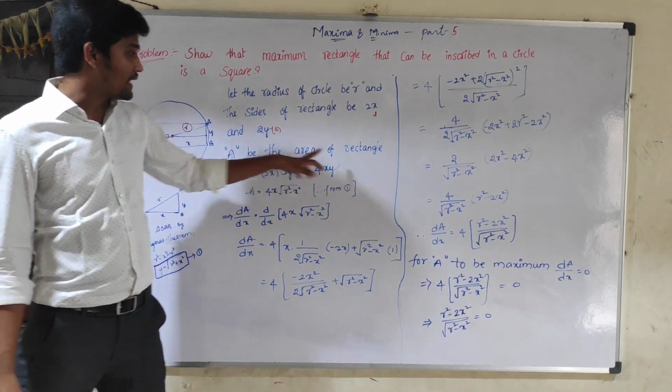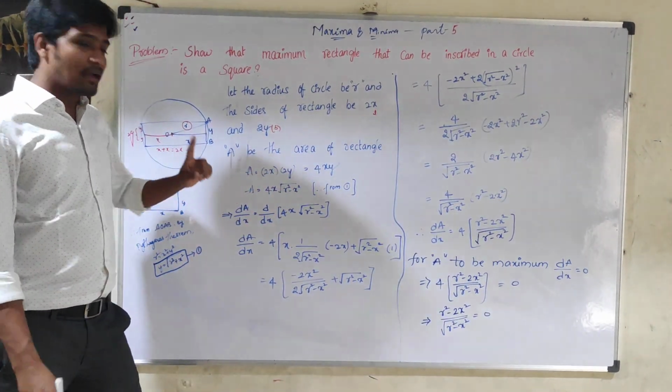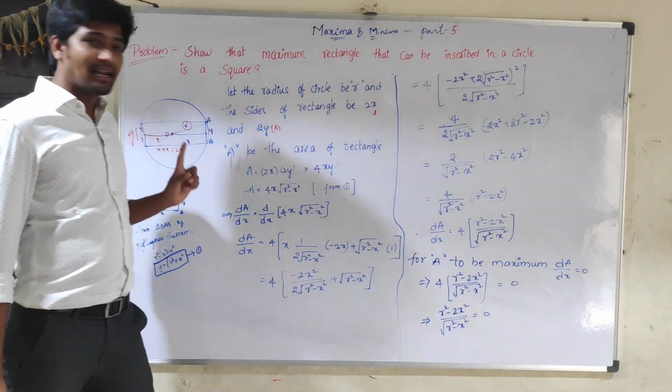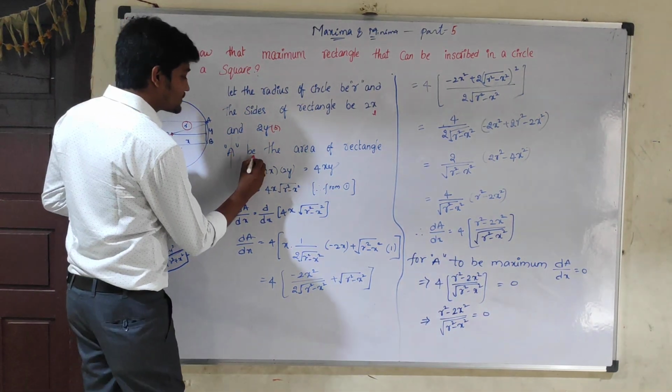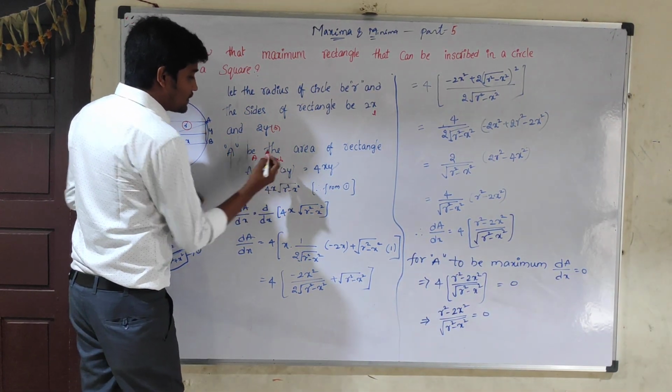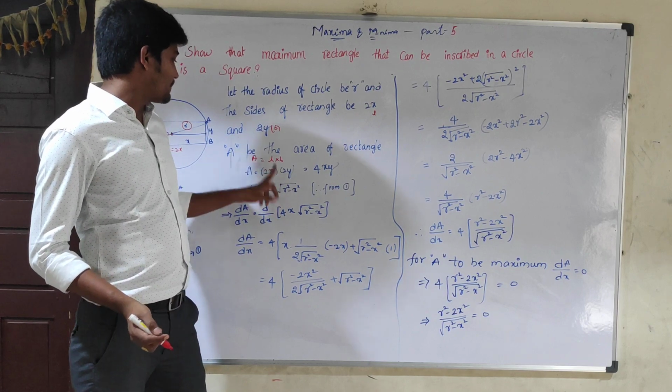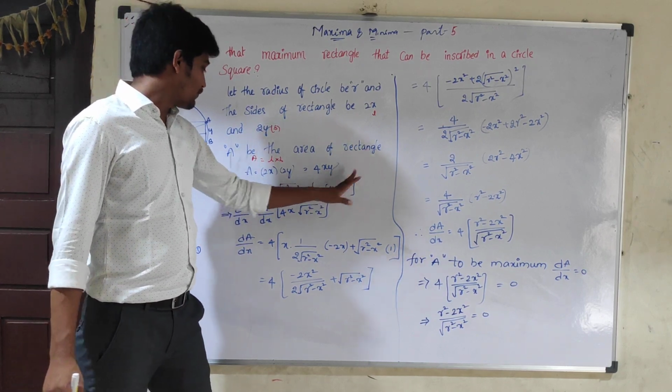So let A be the area of the rectangle. The area of a rectangle is length into breadth. That's why A is equal to l into b. The length value is 2x and the breadth value is 2y. Then we will get A equal to 4xy.